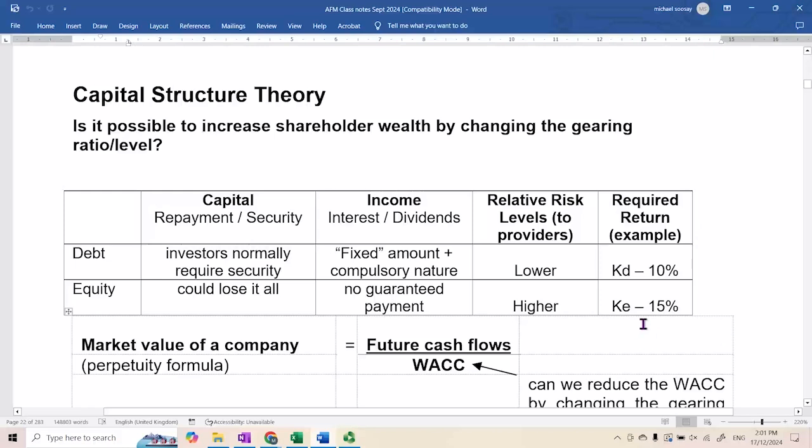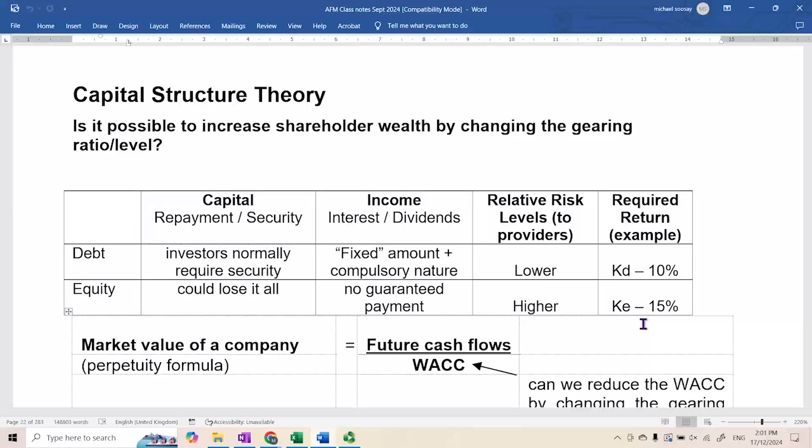This is an example. If you ever do a calculation in a question where KD, cost of debt, is higher than cost of equity, there is only one explanation. You are wrong. Understand? KD cannot be more than KE. KE has to be higher. Are we clear? Let's be clear about that.